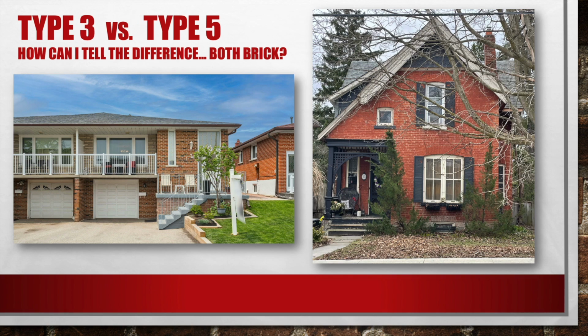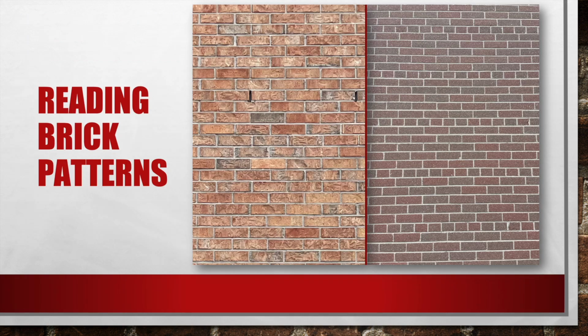Because, I mean, in these pictures, these are both residential houses. So how can you tell the difference? They're both brick. How do I know which one's Type 3 and which one's Type 5? And the answer comes from reading brick patterns. So I'm just going to give you a moment to look at these two brick patterns, and I don't care about the color, but what do you notice the difference between these two brick patterns?